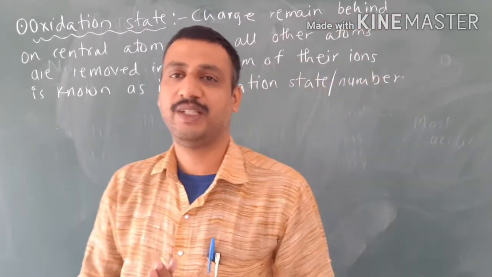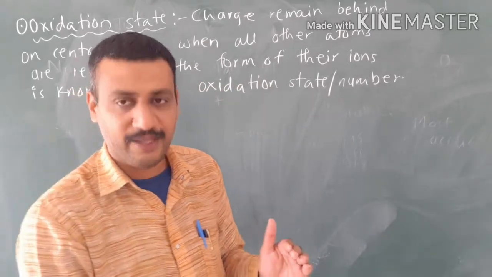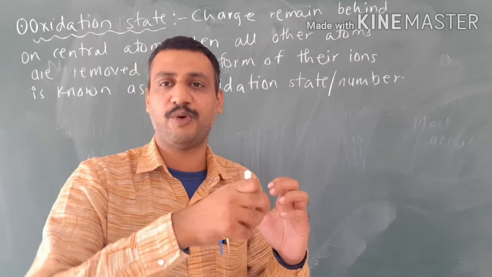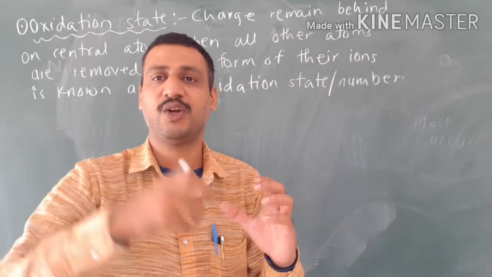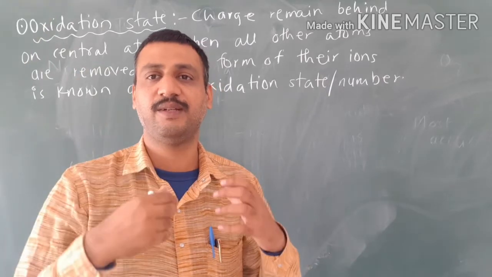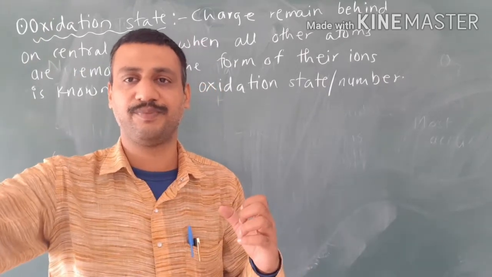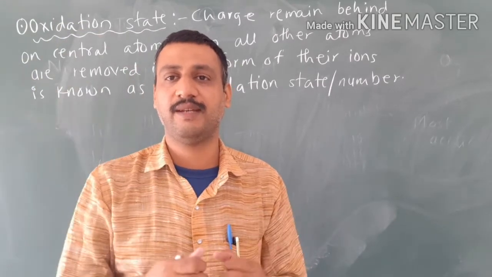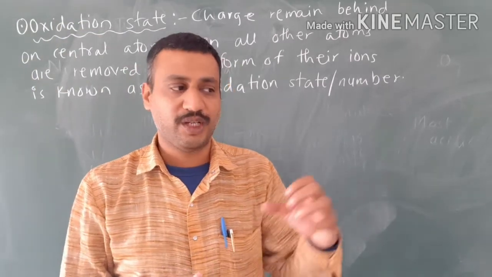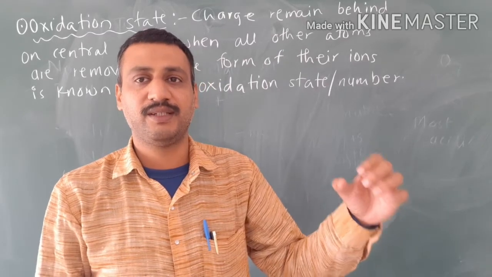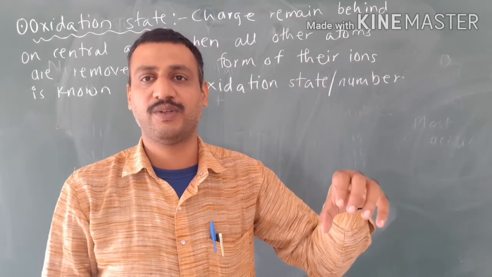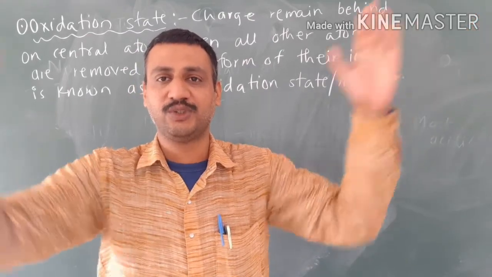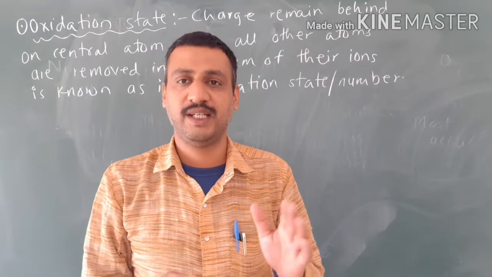The meaning of this definition is that whenever certain specific atoms are removed from the compound, they will not get removed as they are. They will firstly become stable and then get removed, either in the form of a positive ion or a negative ion. So whatever charge the remaining central atom carries, if all other atoms are removed in the form of their ions, the charge remaining on the central atom is the oxidation state.